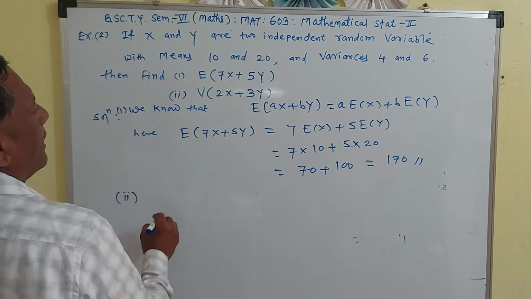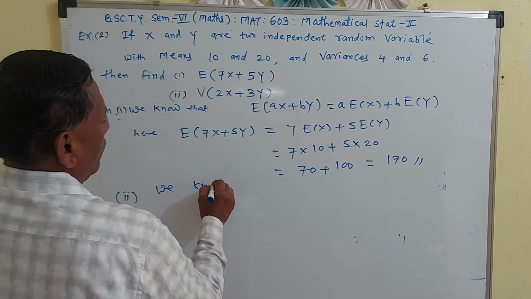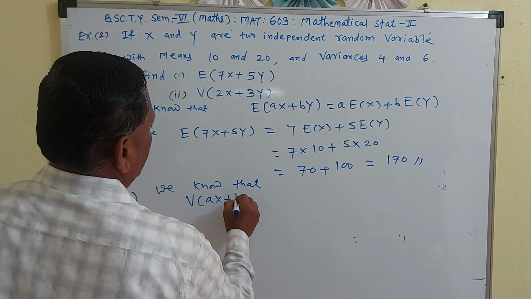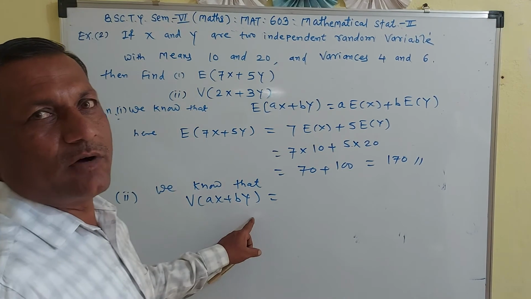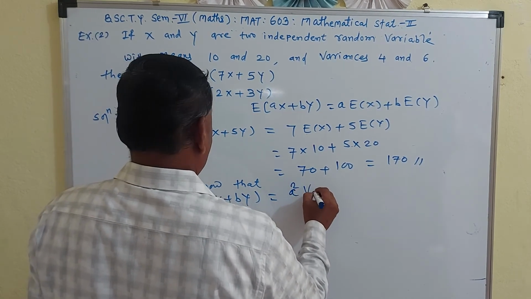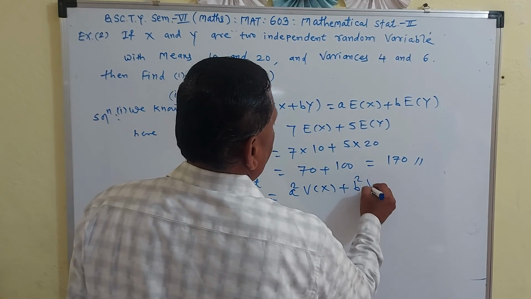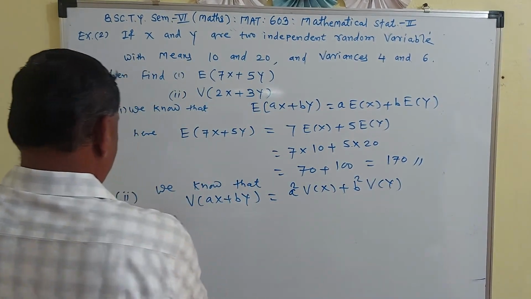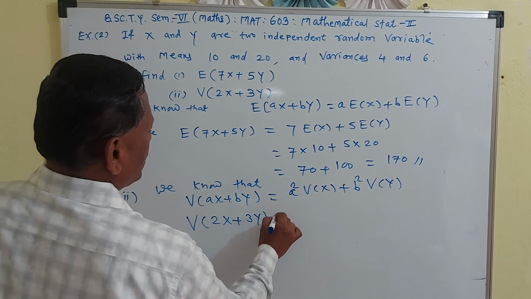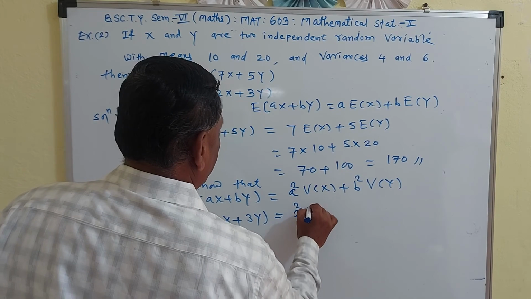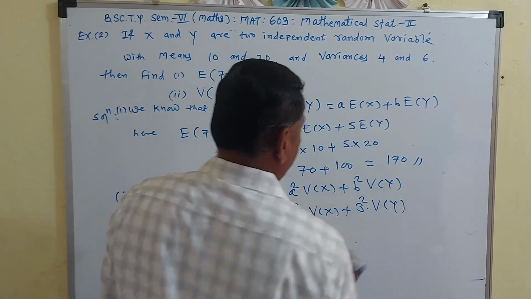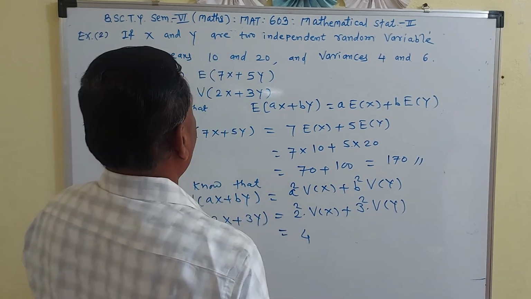And number two, again by the theorem, we know that the variance of aX plus bY is equal to, since capital X and capital Y are independent random variables, their covariance is zero, therefore a square into variance of X plus b square into variance of Y. Therefore here the variance of 2X plus 3Y is equal to 2 square into variance of X plus 3 square into variance of Y.